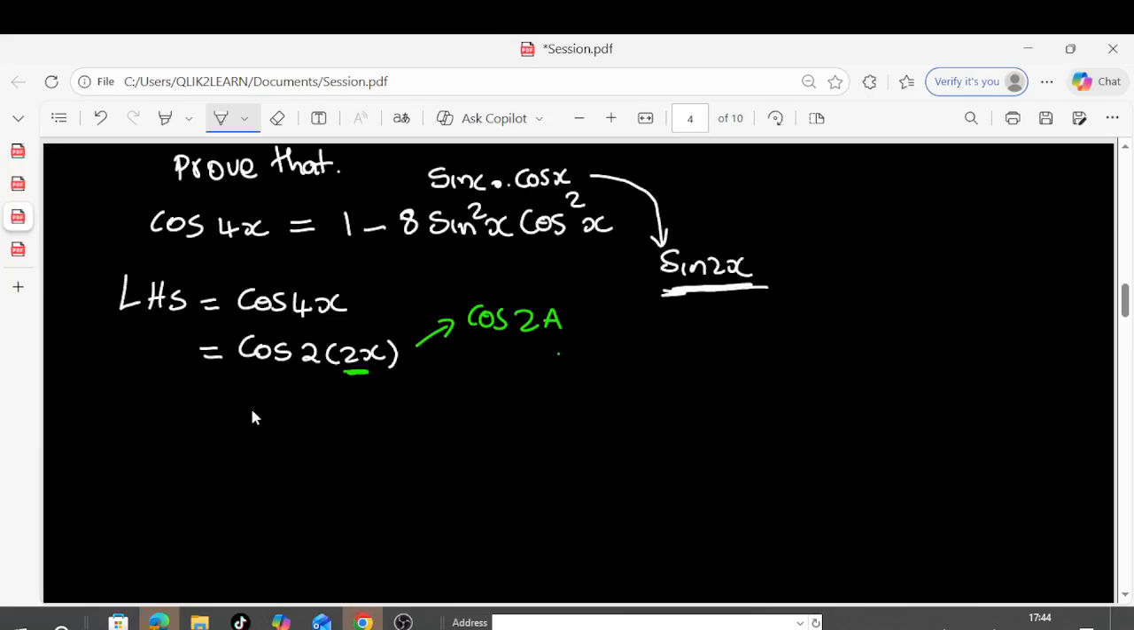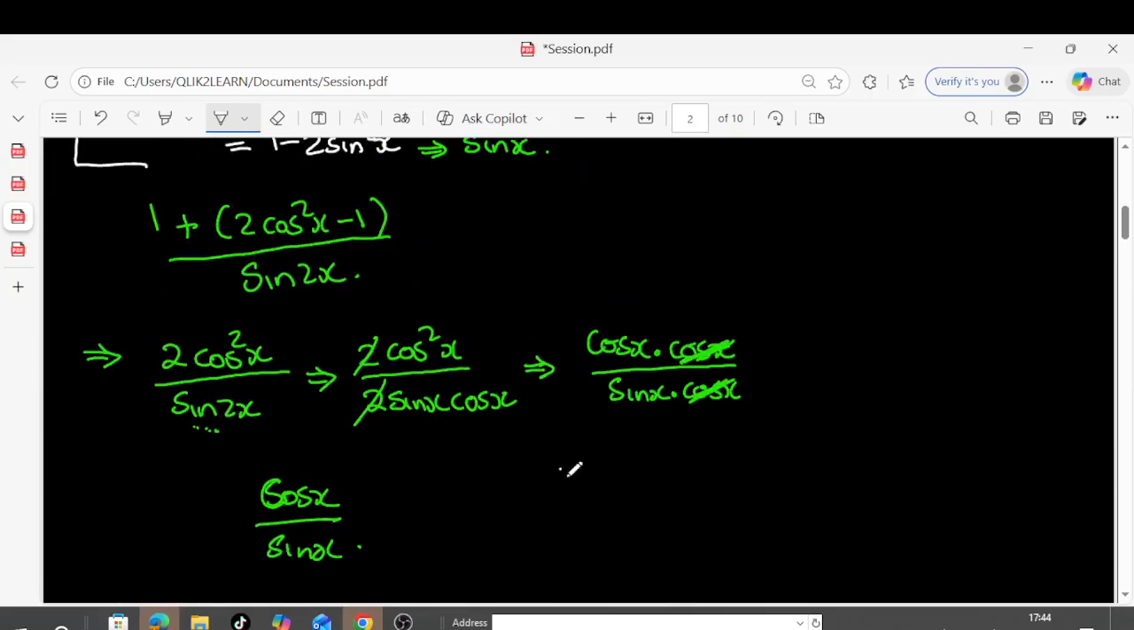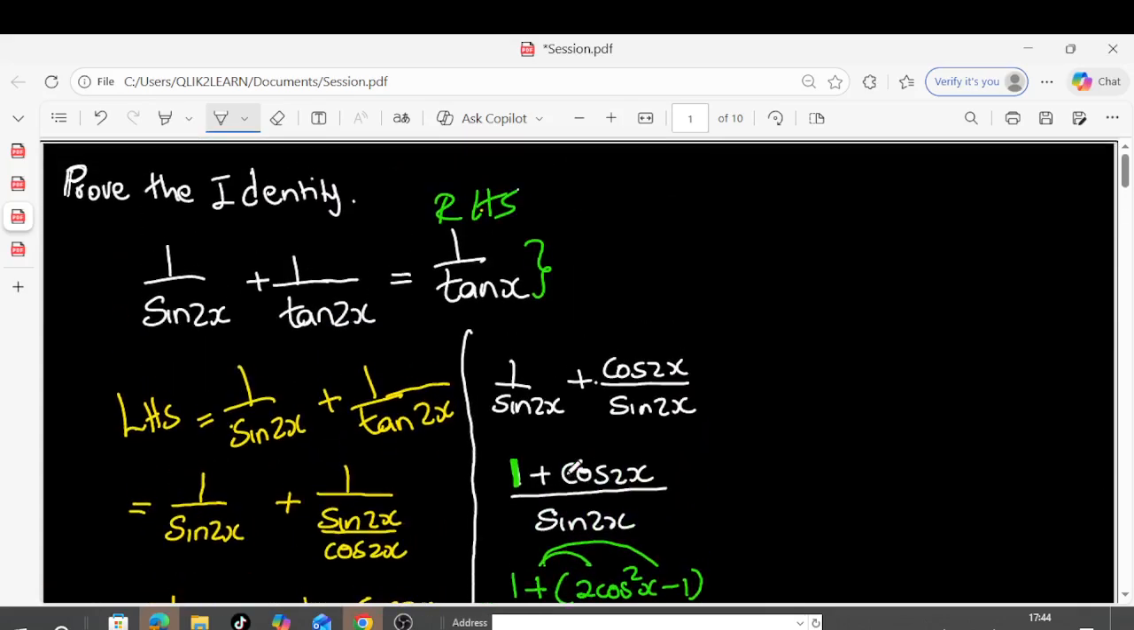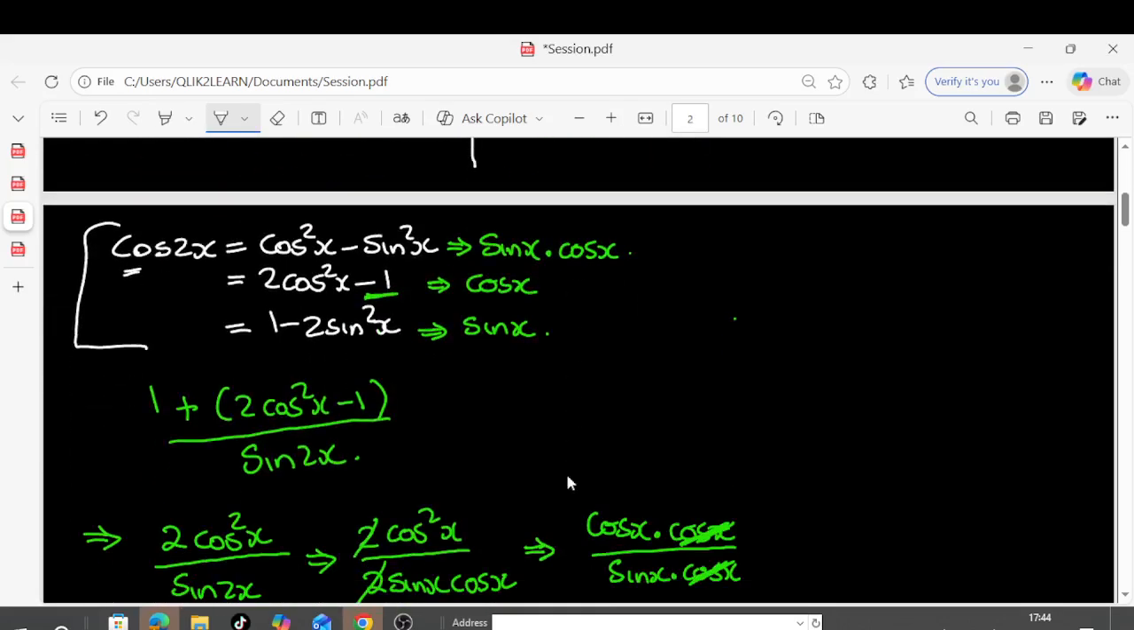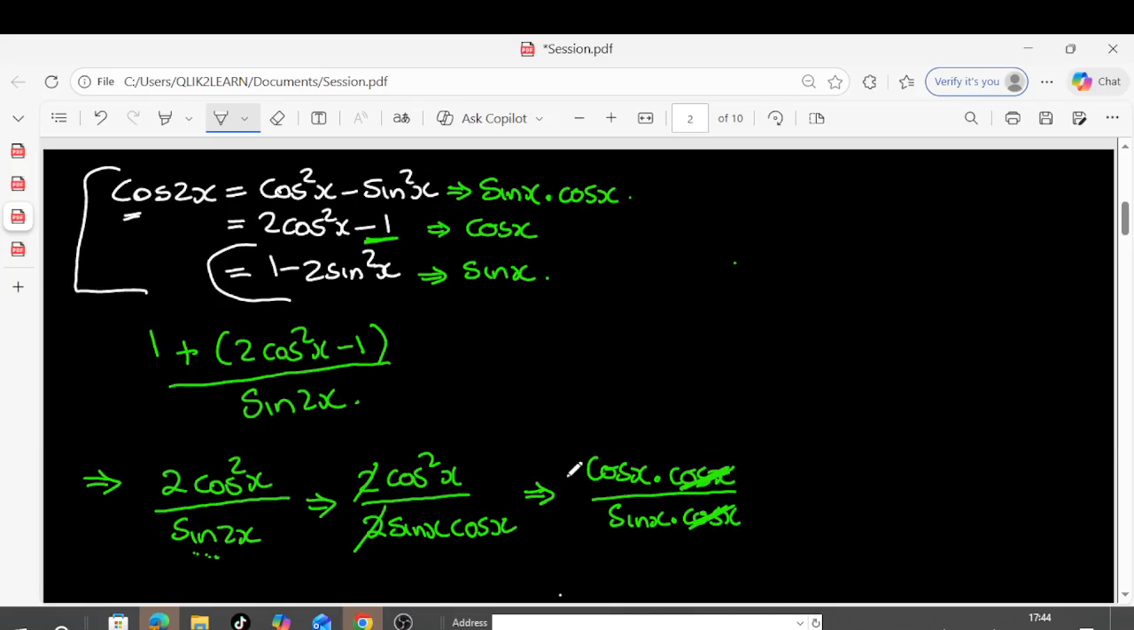So now I'm going to choose the one that has only sine x. Let's see which one has only sine x among our identities. The one that has only sine x is this one, so this is the identity that we're going to use, which is 1 minus 2 sine squared x.